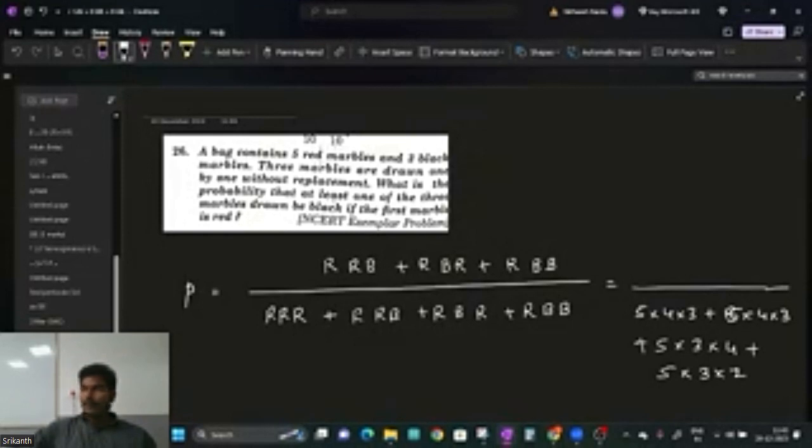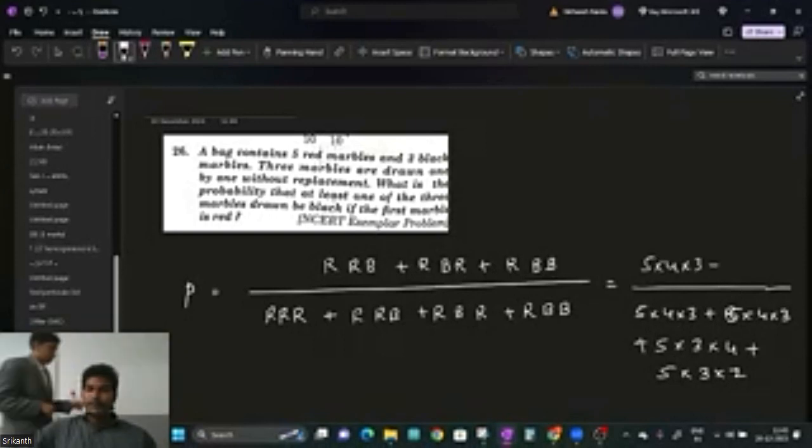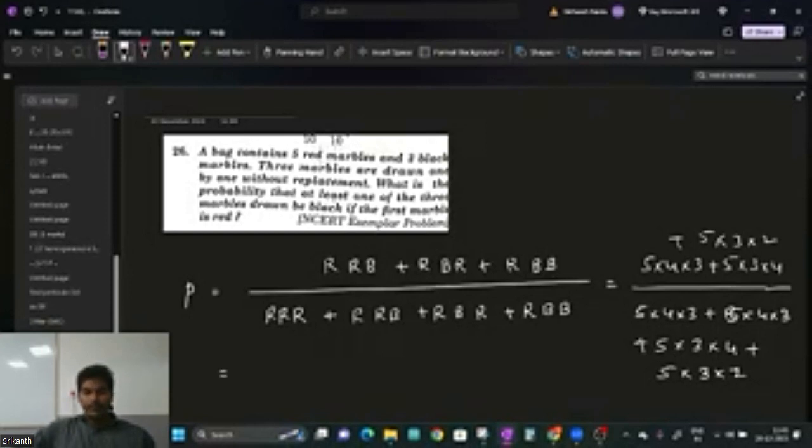What will the numerator be? The numerator will be the remaining part. The remaining part is 5 into 4 into 3 plus 5 into 3 into 4 plus 5 into 3 into 2. So calculate this value, how much? 5, 4, 3 how much? 5 4s are 20, 20 3s are 60, 60 2s are 120, 120 plus 30 is 150.